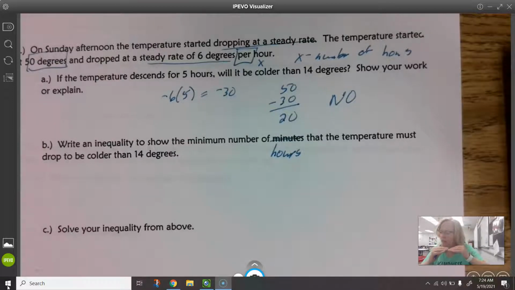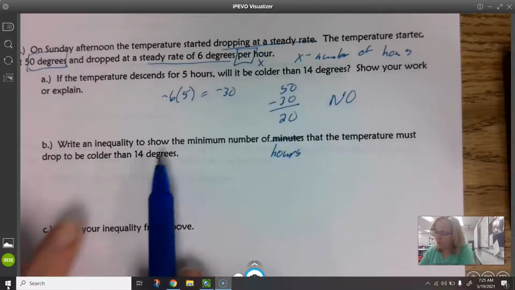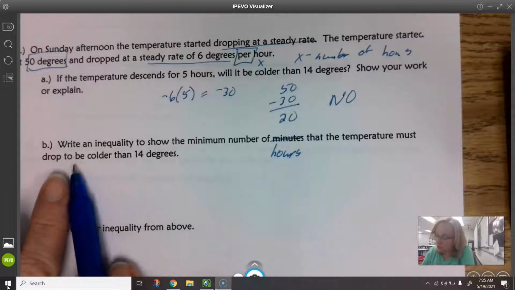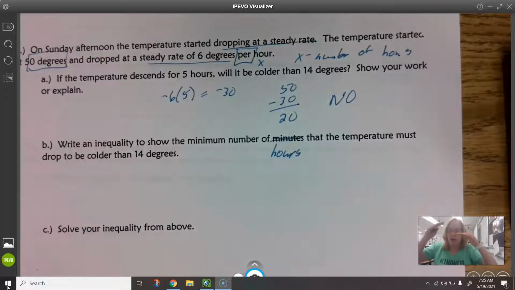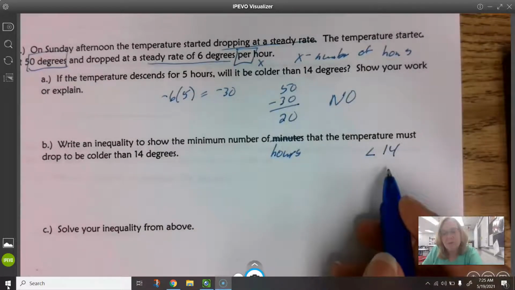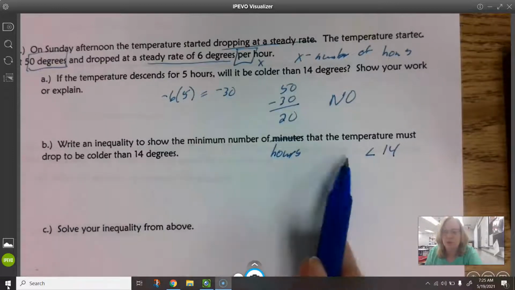We want it to be 14 degrees. When will it be colder than 14 degrees? Write an inequality to show the minimum number of hours that the temperature must drop to be colder than. Colder. So look at, here's our boundary again, 14 degrees. Do we want higher or lower? We want lower. We want less than 14 degrees. But do we want it to be equal to? That's the weird thing about this. Colder than, not colder than or equal to, just colder than.